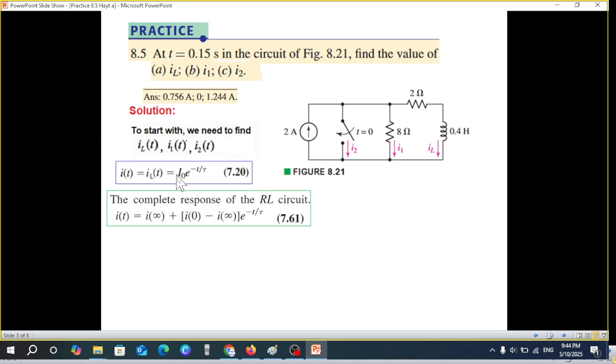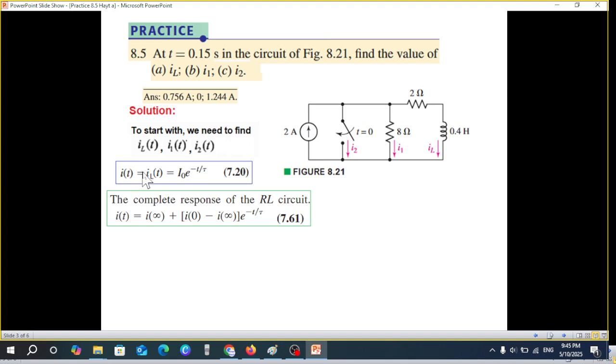Now, I will not be following Mr. Hayt's technique, because I feel that Alexander and Sadiku's book gives a very easy approach, and since I've been teaching from that book, I feel more comfortable in doing questions with that. So in that book there are two equations. Now this is 7.20 or 7.61 for the current IL. So which one to use? Now for that, let me explain.